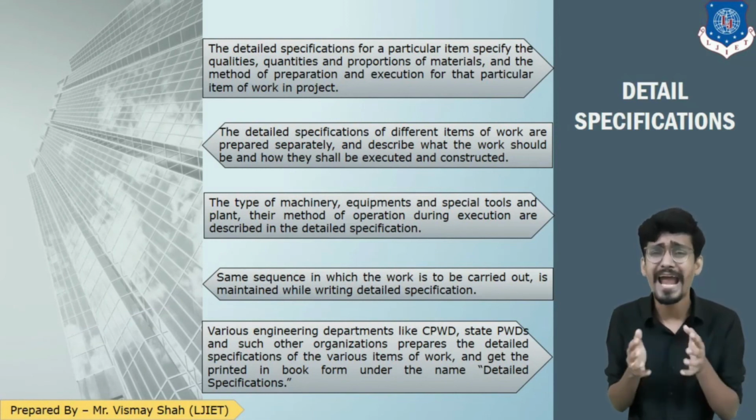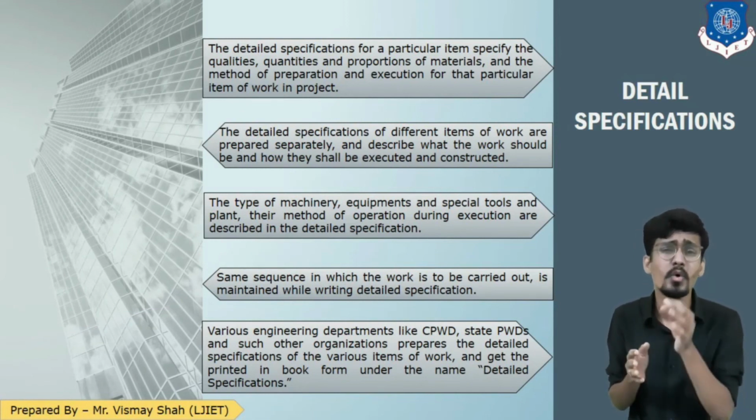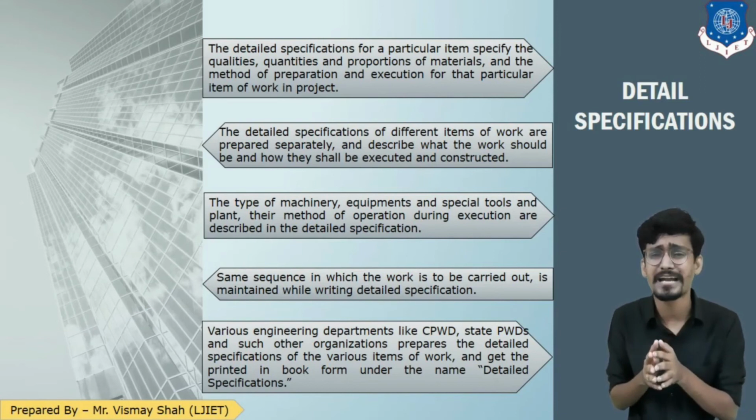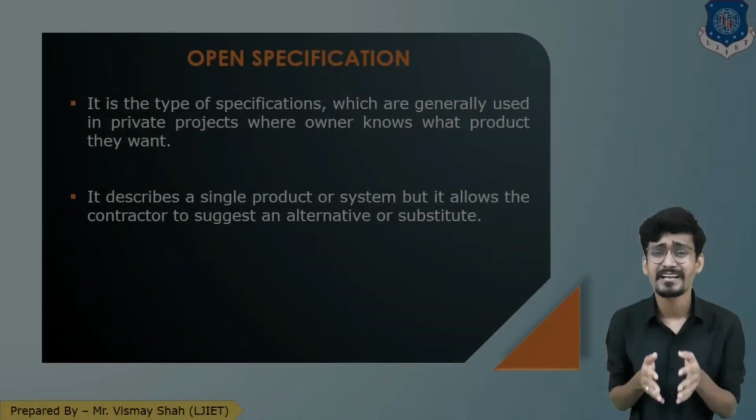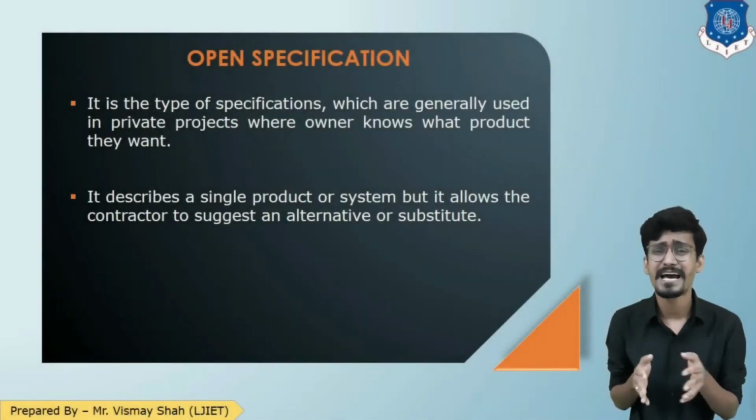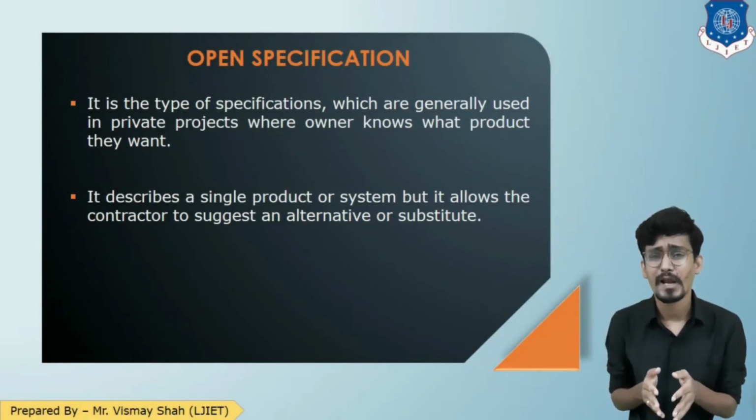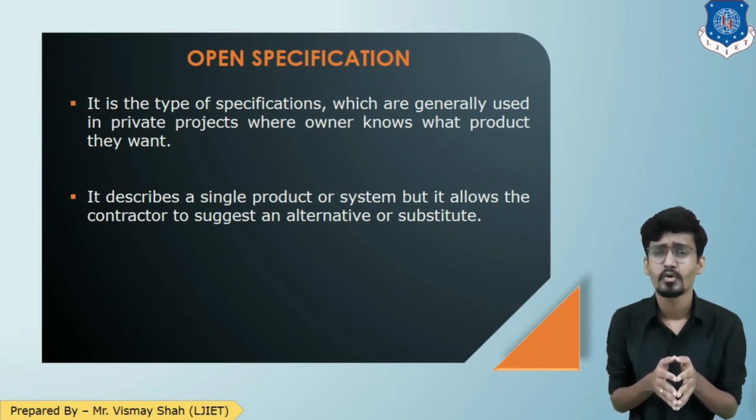Now, before ending the session, I would like to mention another type of specification which can be asked in your examination, that is open type of specification. Let us check. It is the type of specification which is generally used in private projects where the client is aware of what they need. It describes a single product or a system, but it allows the contractor to suggest an alternative or substitute.